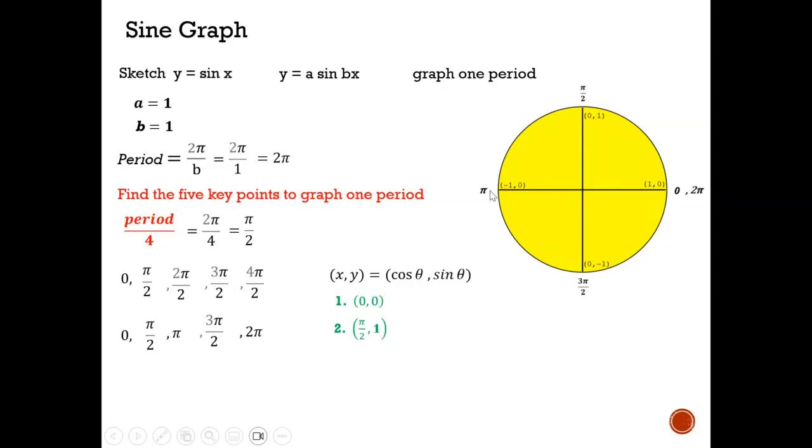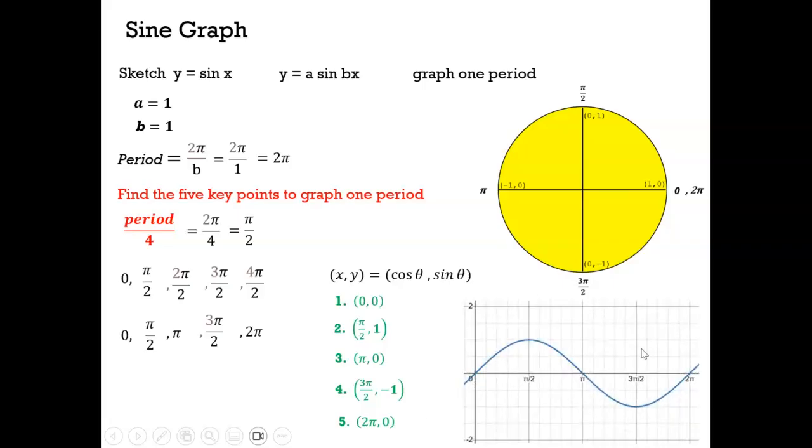Now, what's the sine at pi? At pi, the sine is 0. So pi, 0 will be the third point. Then the fourth point will be 3 pi over 2, and the sine of 3 pi over 2 is negative 1. So it's going to be 3 pi over 2, negative 1. And finally, at 2 pi, the sine of 2 pi will be 0. So it's going to be 2 pi, 0.